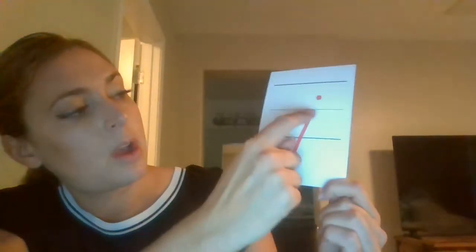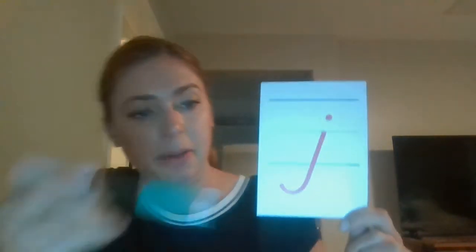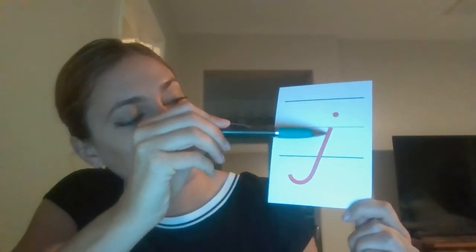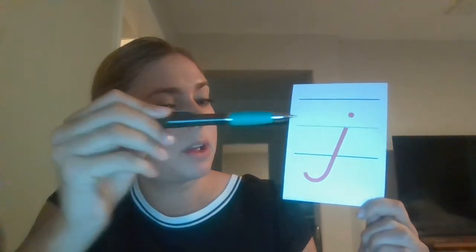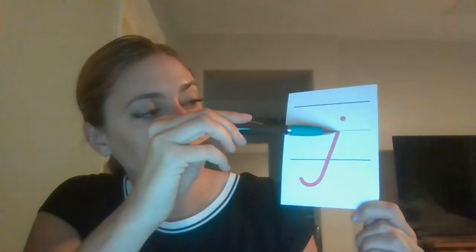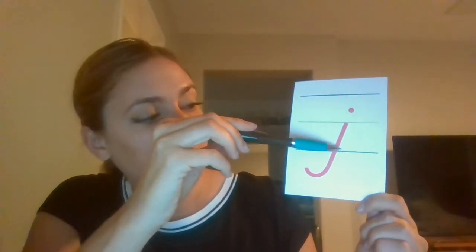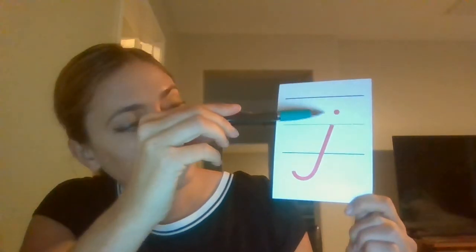Let's try one more time. We're going to start at the midline. Gosh, I hope you can see with my finger there. We're starting at the midline. We're going to drop down halfway below the baseline with a small swoop. We're going to pick up our pencil and dot. One more time. We're starting at the midline. We're dropping down halfway below the baseline with a small swoop. Pick up our pencil and dot.